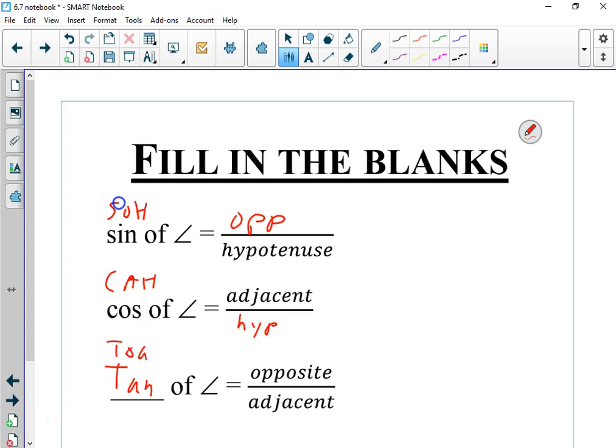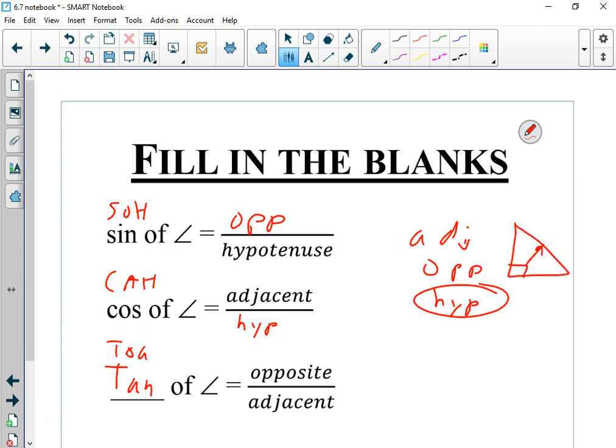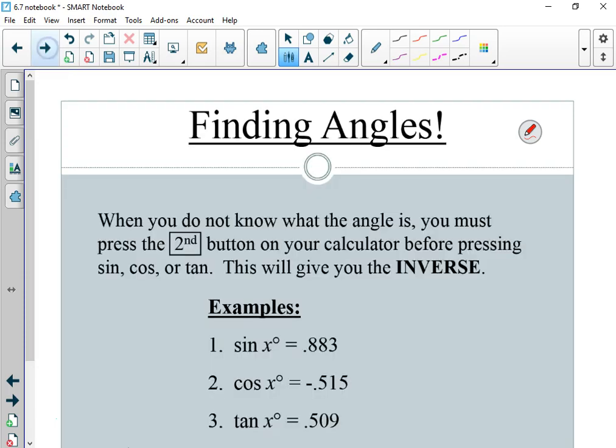Okay? And remember, you have 3 main words that we're always going to deal with: adjacent, opposite, and hypotenuse. And this one's special because it is always in the same place. The hypotenuse is always opposite of the right angle. These two, depending on which angle you're looking from, can be adjacent or opposite, depending on where you're standing.